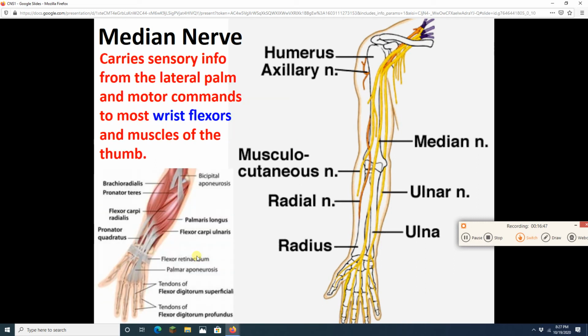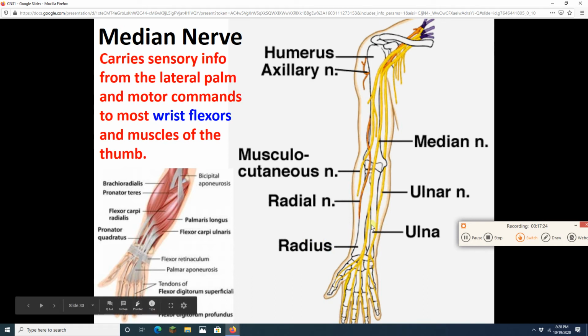Median nerve. Okay, the median nerve is going to run kind of down the middle. Imagine you're going down the middle of your arm and down the middle of your forearm to your palm. It's going to get sensory info from the lateral palm. So the median nerve is the lateral palm. Plus, I like to remember that it's in the middle of my forearm right here.